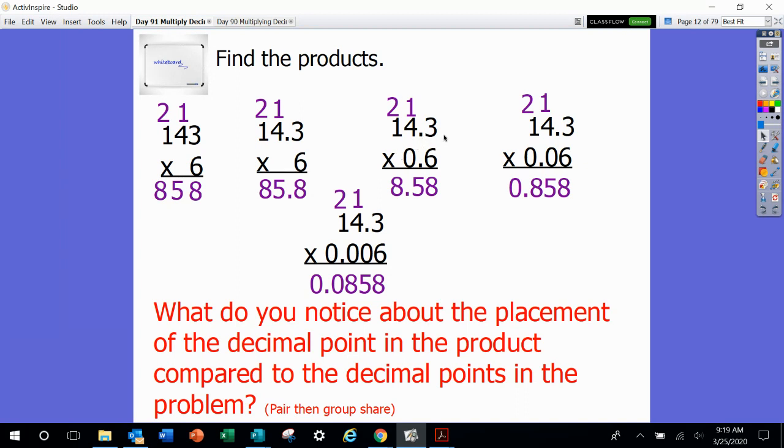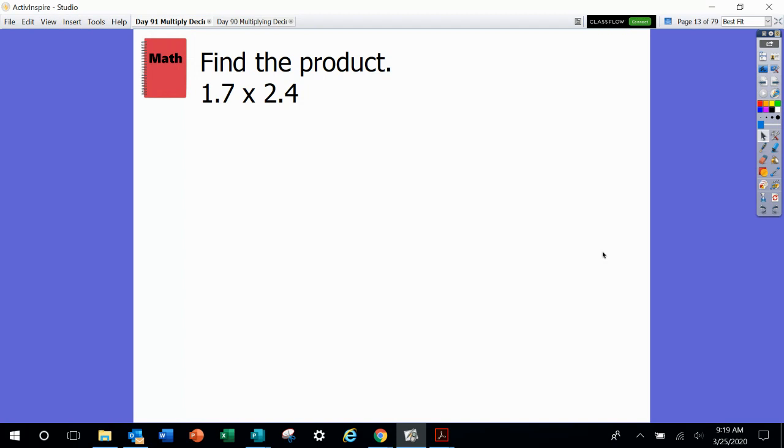Same thing here. I have two numbers total behind the decimal point in my problem, and two numbers total behind the decimal point in my answer. 1, 2, 3 numbers total behind the decimal point in my problem, and 1, 2, 3 numbers behind the decimal point in my answer. 1, 2, 3, 4 numbers total behind the decimal point in my problem, and 1, 2, 3, 4 in my answer. So this is how you do the standard algorithm. We apply that very simple trick to this math problem.